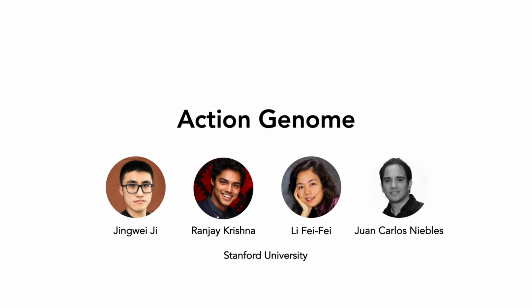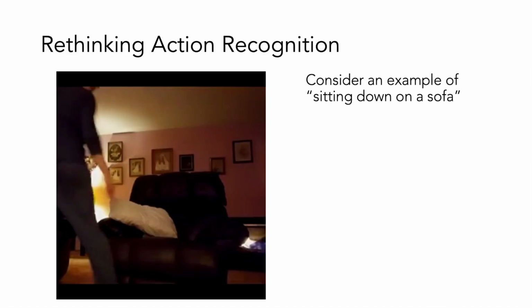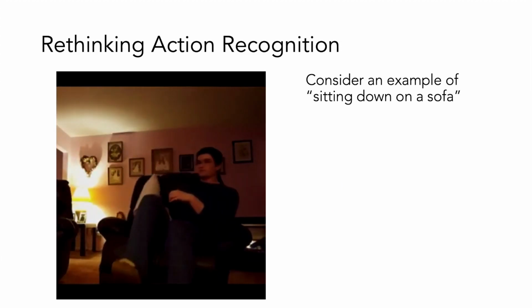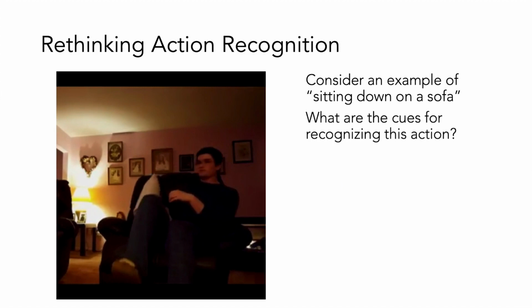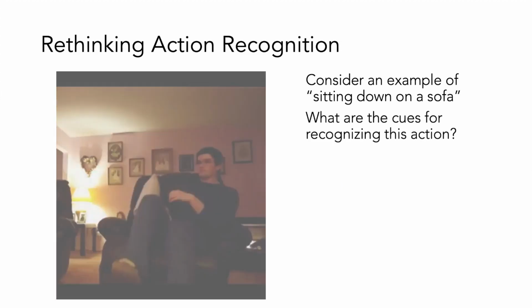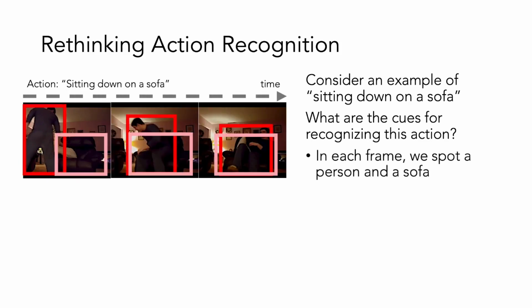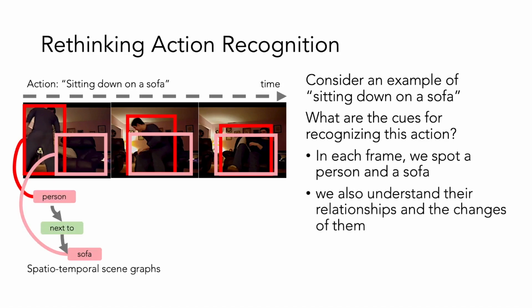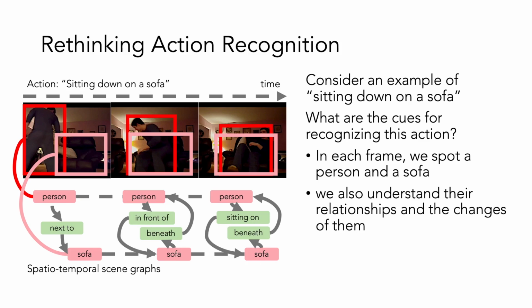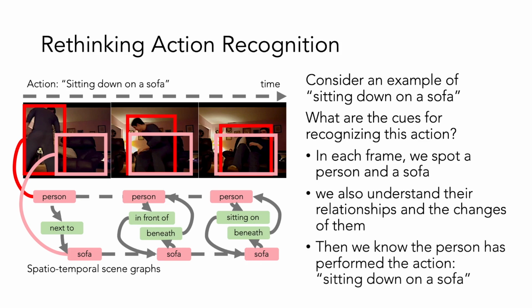Today I'm introducing our Action Genome, a video database bridging human actions and human object relationships. Let's consider an example of someone sitting down on a sofa. So what are the cues for recognizing this action? In each frame, we can spot a person and a sofa. We know where they are. We also understand their relationships and the changes of the relationships across time. Then we know that in this short video clip, the person has performed the action sitting down on a sofa.